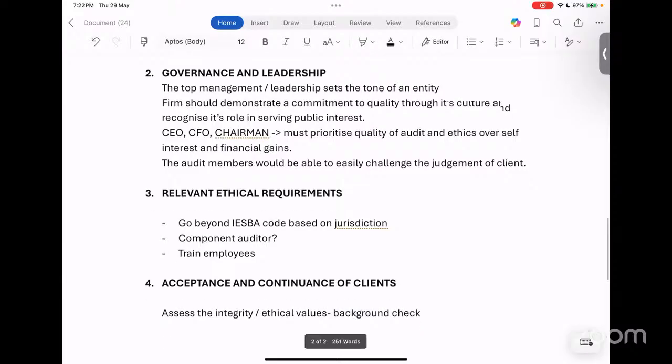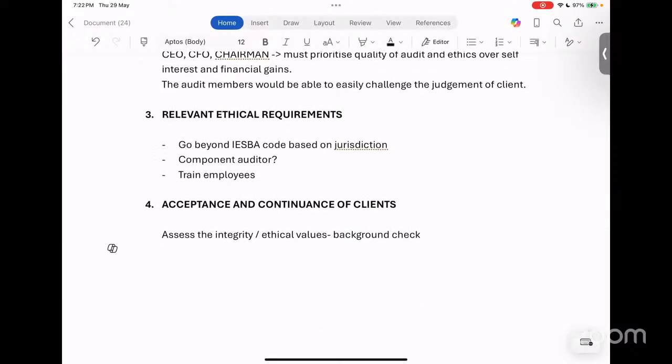Then you have to see for yourself as well. Do you have the knowledge, training, and experience to do the work for this client? And will you be able to apply ethics with this client? Like, if you accept this engagement, will you be able to uphold your ethical principles? You will not compromise, or there will be no ethical threat. You have to consider all of that, right?